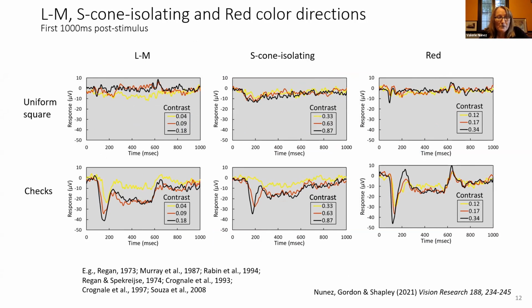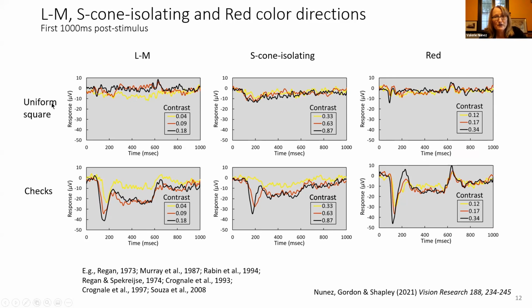These waveforms are for one participant who viewed all 3 color directions. The top row shows responses for the uniform square, and underneath are responses for the color complement checkerboard. The columns are in the L-M, S, and red directions. Here, the waveforms show 1 full second following stimulus onset. I'm only showing 3 contrasts for each graph so as to make the patterns a little easier to see. The highest contrasts are shown in black and the lowest in yellow.